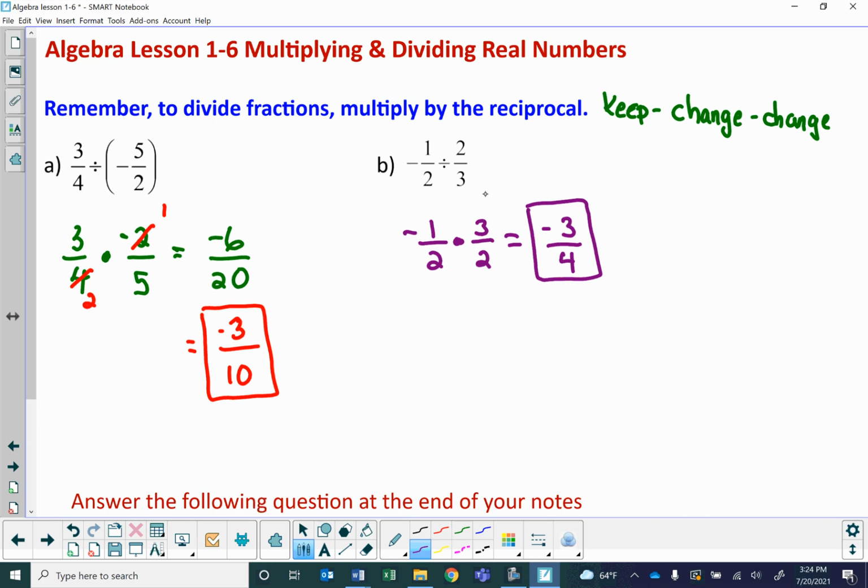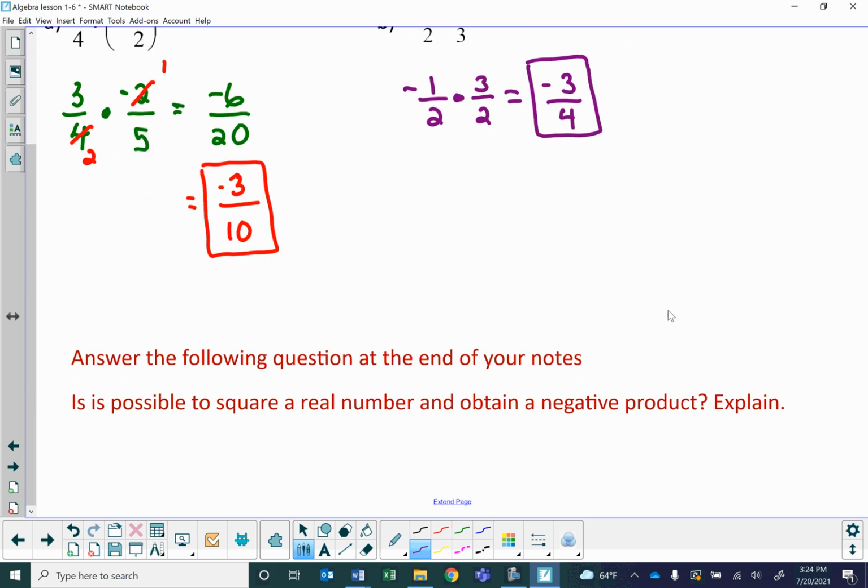All right, so answer the following question for me at the bottom or the end of your notes. Is it possible to square a real number and obtain a negative product? Explain. And if it's not possible, give me a counterexample.